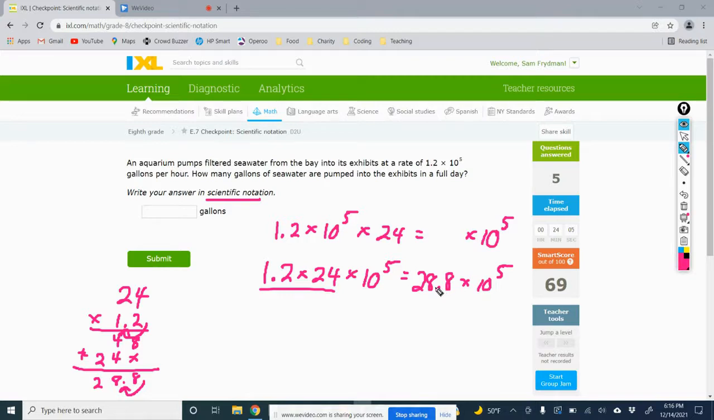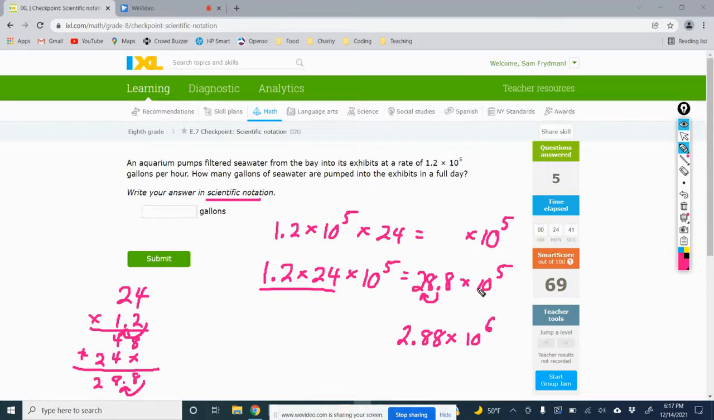How can I make this number between 1 and 10? I would have to take this decimal here and move it one space to the left. But if I move this one space to the left, then I would need to compensate for that by increasing this by 1. So I would get 2.88 times 10 to the sixth. And if you don't remember that rule, that if you move this to the left, you have to increase this. If you move this to the right, you have to decrease this. You might not remember that rule and you might make a mistake, but it's easy to check your answer.